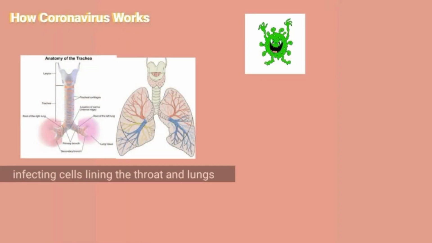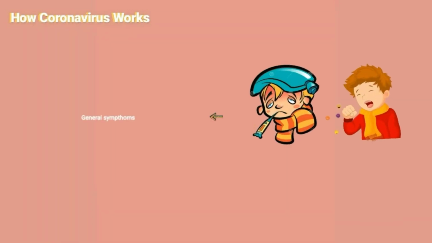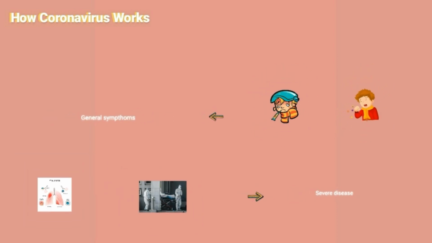First, this virus infects cells lining the throat and lungs, then changes them into a coronavirus factory, and produces many new viruses that continue to infect. At this stage, we will not get sick, and in some cases show no symptoms. After that, there will be general symptoms, such as fever and cough. If this disease develops, it occurs because the immune system overreacts to the virus. And if the immune system cannot reach the peak of the virus, it will spread throughout the body, which can cause more damage and severe disease, such as pneumonia, and even death.